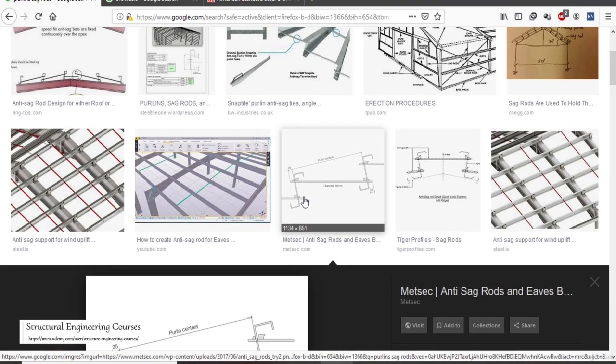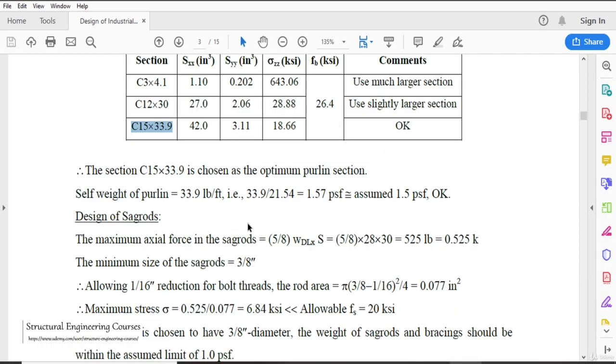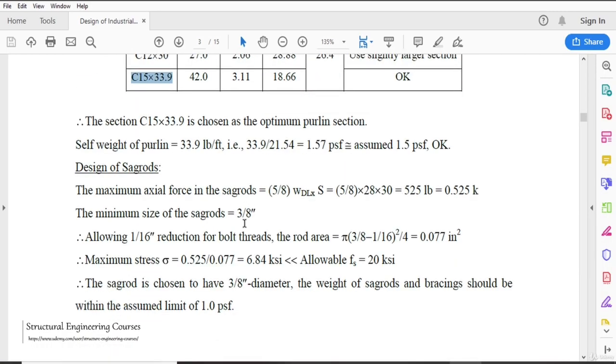So in the major direction, the section is already strong due to the distribution of the structural steel, but the sections are usually weak along the minor direction. So by tying the two purlins along the minor direction also, we make the structural sections strong. So that is why we do design the sag rod. Usually the sag rod diameter is either 16 mm or 20 mm. So maximum actual force in the sag rod is 5/8 WTLX into X. So 5/8 at 20 approximately comes out to be 525 pounds, that is 0.525 kips.